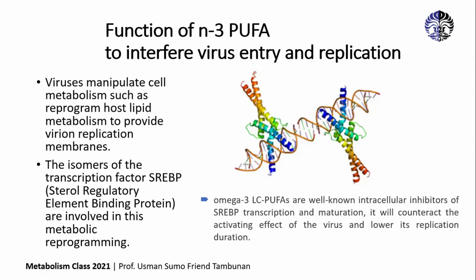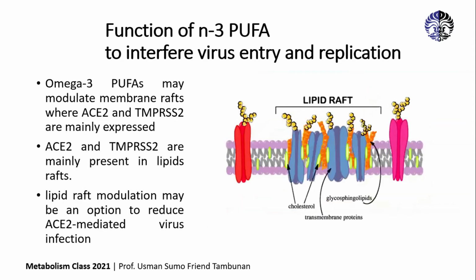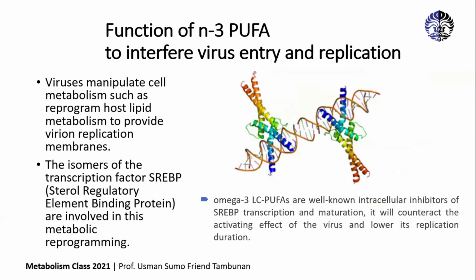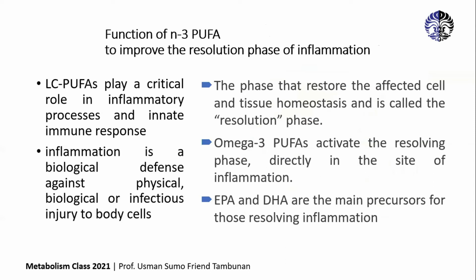So the functions of n-3 PUFA, as I explained before, can inhibit the virus from entering. If the virus succeeds in entering, n-3 PUFA also can lower replication duration in the body. And also, the function of n-3 PUFA can improve the resolution pace of inflammation. The LCPUFA play a critical role in the inflammatory process and intense immune response.